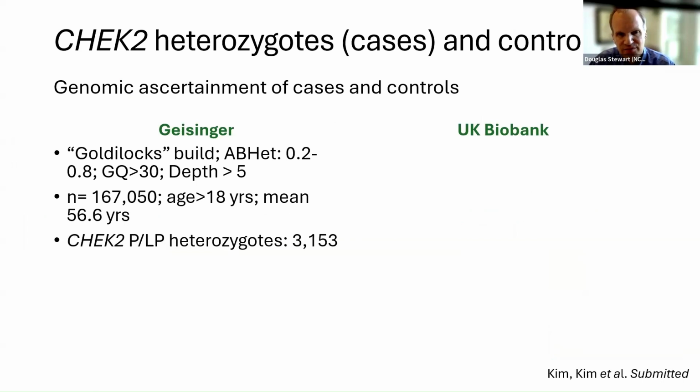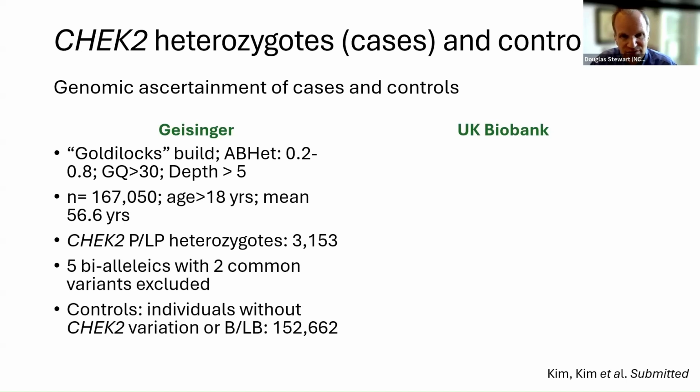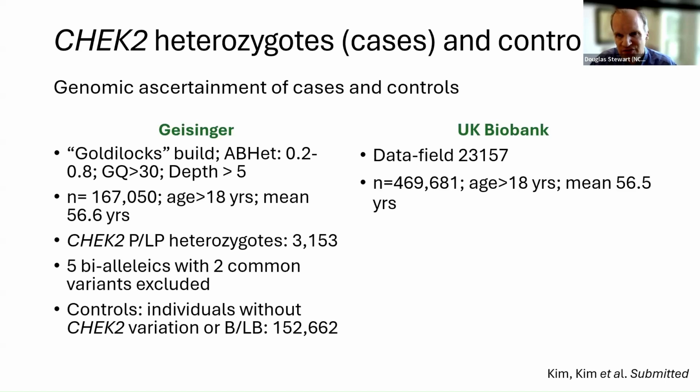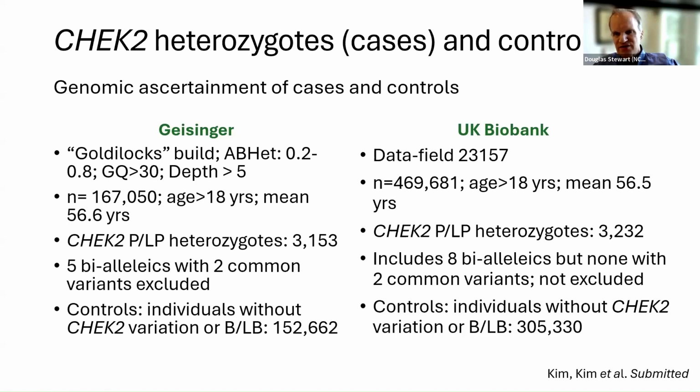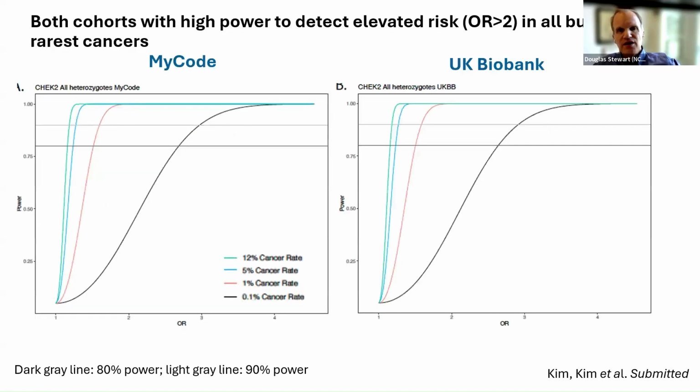And we had 167,000 people applied, again, PLP classifications, found almost over 3,000 of them. Removed some biallelics and then defined controls that way. Pulled the same data from UK Biobank, had many more patients, 3 times as large. I actually found a very similar number of CHEK2 heterozygotes, and this is driven by the fact that there's certain variation in CHEK2 that's more common in the Geisinger cohort. Remove the biallelics and define the controls this way.